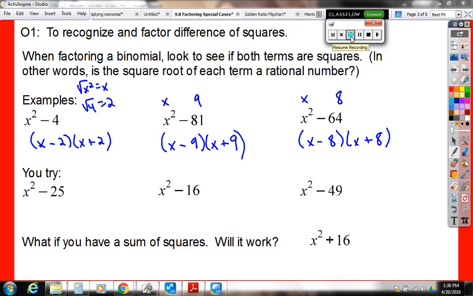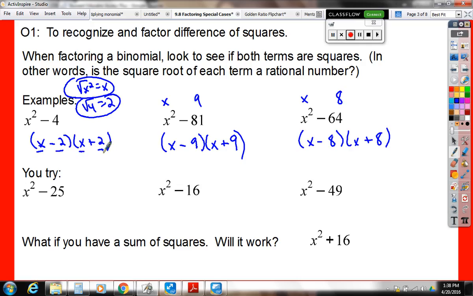So just to give a quick synopsis to those of you who are watching the recording, like Jackie perhaps. Whenever we have a difference of squares, we're looking at the binomial to see if both terms are square numbers and if we can take the square root of it. So the square root of x squared is x. The square root of 4 is 2. And then the factors just become the square root of the first term minus the square root of the second term, and then the square root of the first term plus the square root of the second term.